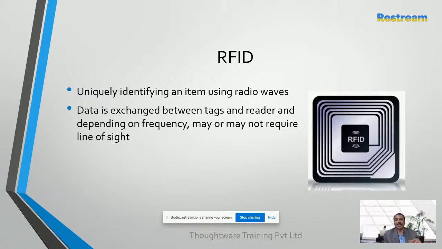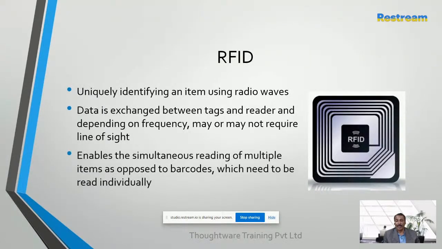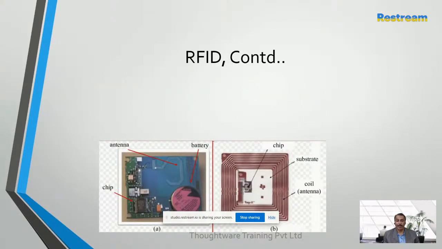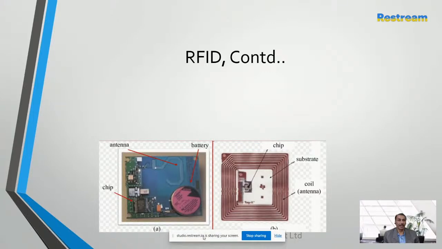So this is important in a warehouse. If you are searching for some item and it is available somewhere behind and not in the line of sight, then also it is fine with the RFID. It enables simultaneous reading of multiple items as opposed to barcode. You can scan only one item by one item, whereas RFID can capture the data for multiple devices. So you can see a simple RFID device where there are two kinds available: active and passive.